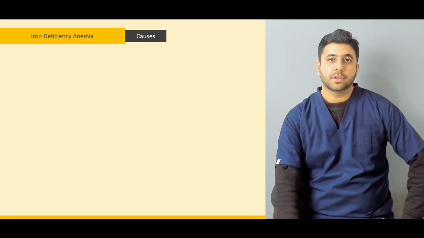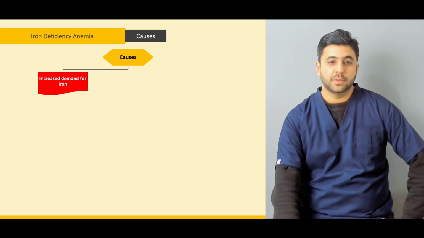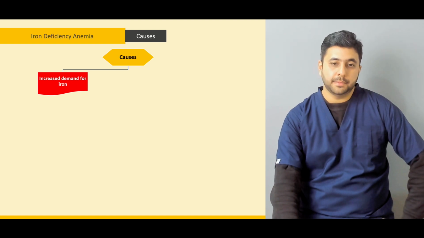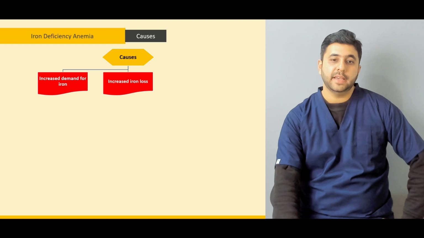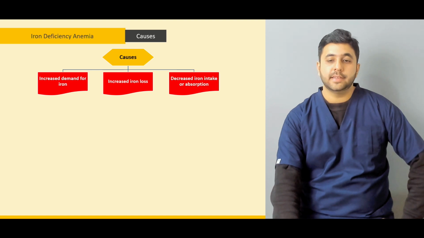Now, let's talk about the causes of iron deficiency anemia. The list is exhaustive. Let's break it down and talk about the most common ones. Iron deficiency can occur if there is an increased demand of iron, or if the demand of iron is normal but there is an increased iron loss in any form, or if there is a decreased iron intake or absorption of the dietary iron.